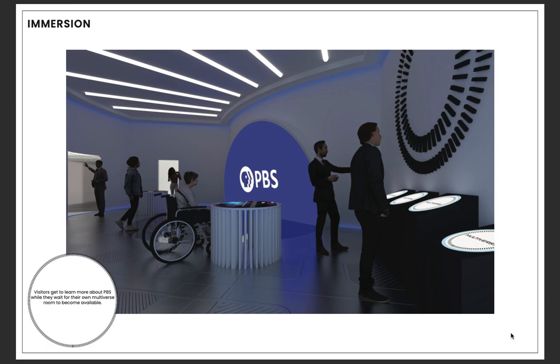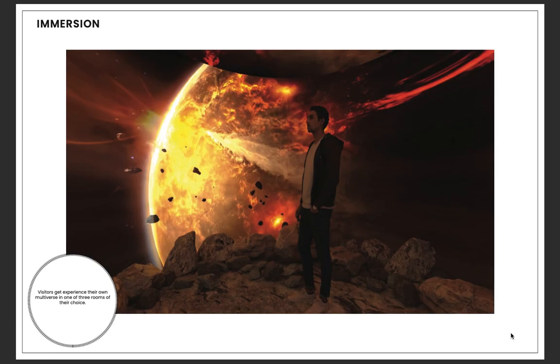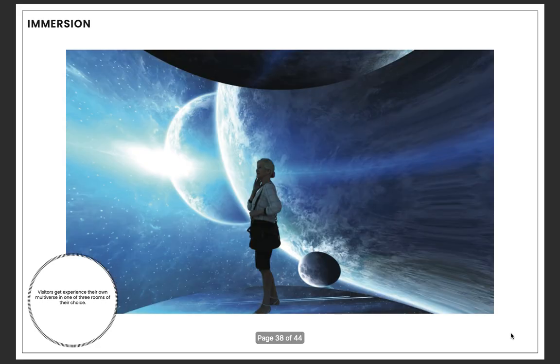And once you choose, you get to wait till one of the 3 rooms is available and you get to experience your own multiverse. Here you can see the flower meadow multiverse being experienced by a visitor. And here is the rough landscape multiverse being experienced by a visitor. And here is the old digital landscape being experienced by a visitor.